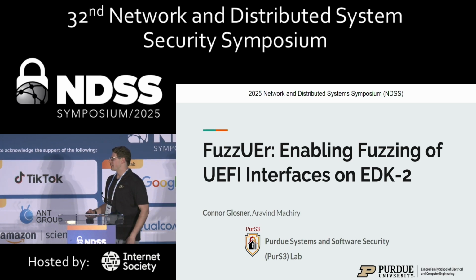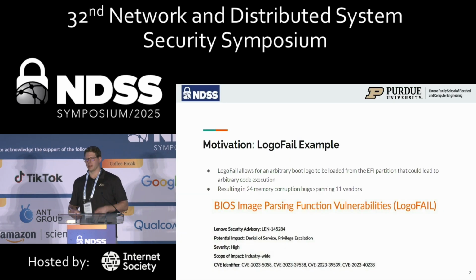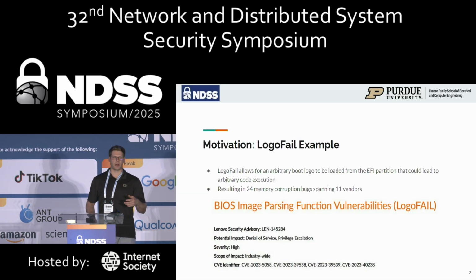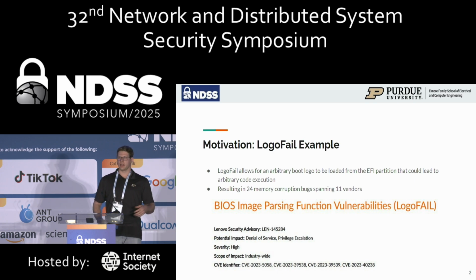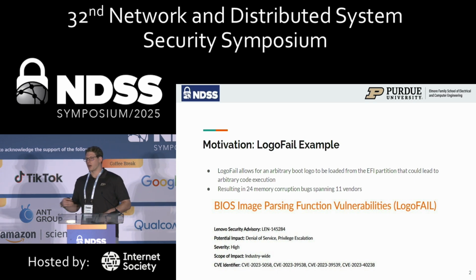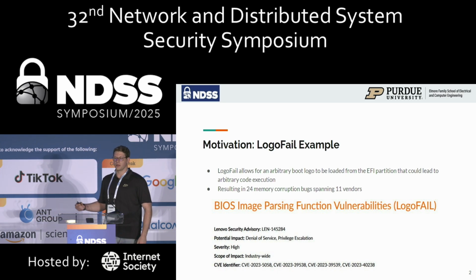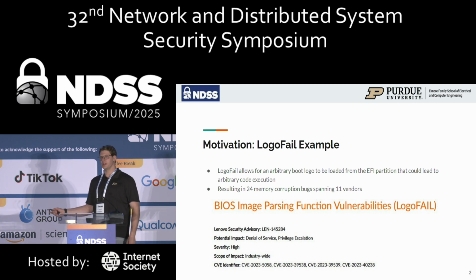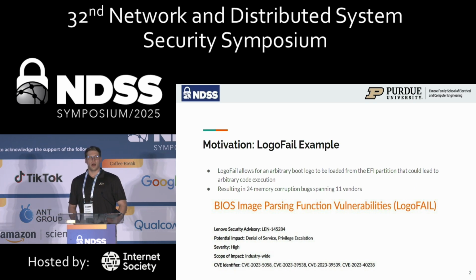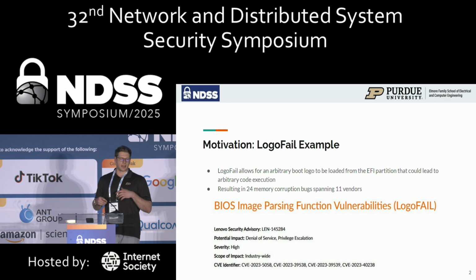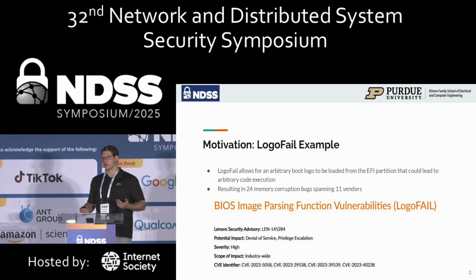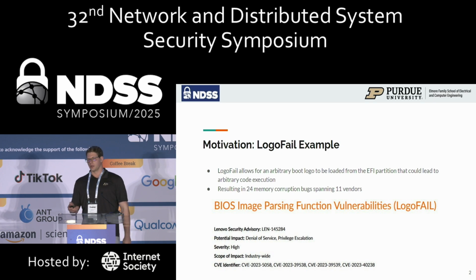To start with some motivation, in recent years there's been a lot of publicity about LogoFAIL. In 2023, Binarly discovered a way to get arbitrary code execution during the boot process. You get bootkits and rootkits, and these were all common memory corruption bugs. They got 24 CVEs across 11 different vendors, and this was in UEFI. To emphasize the importance, it pretty much just required you to overwrite the image from the OS. It didn't need any special privileges.